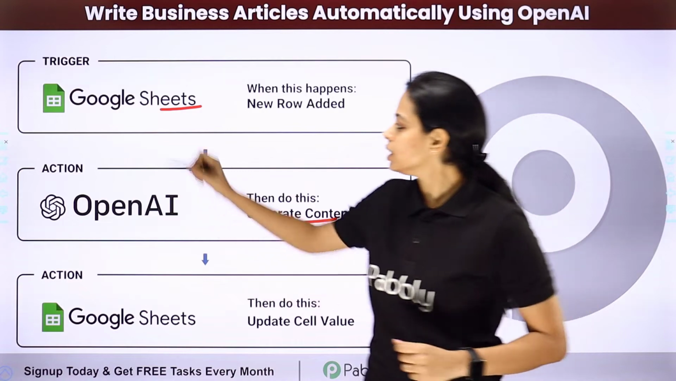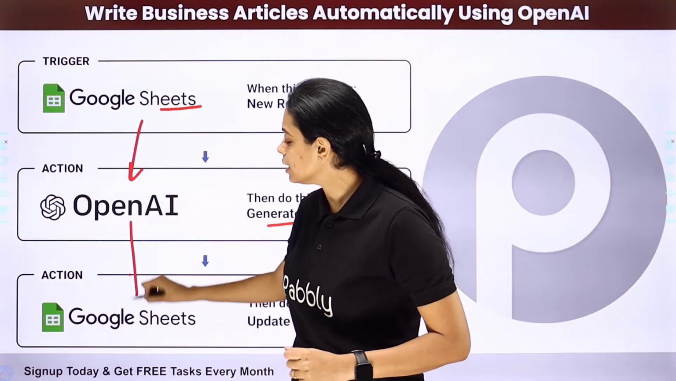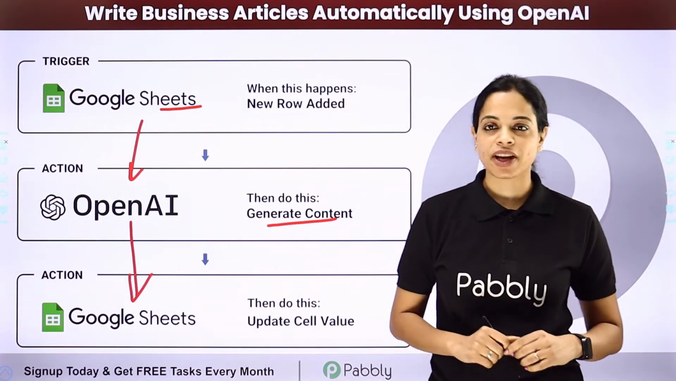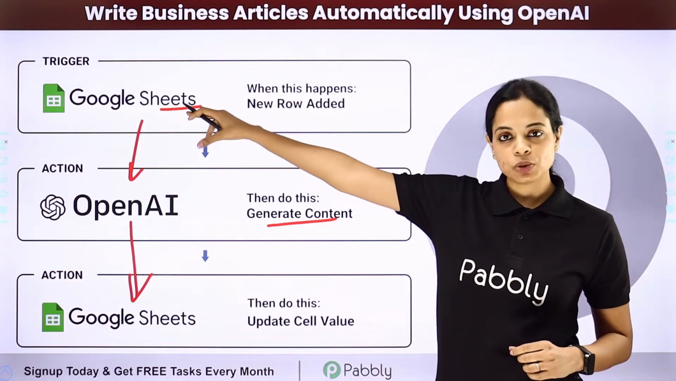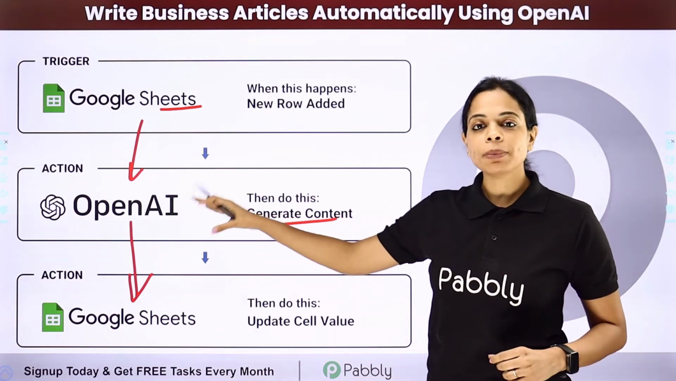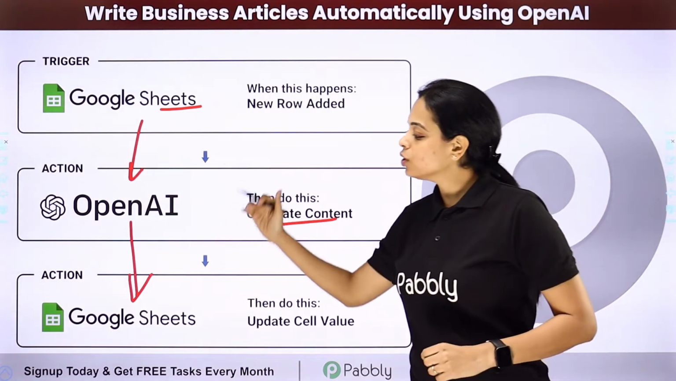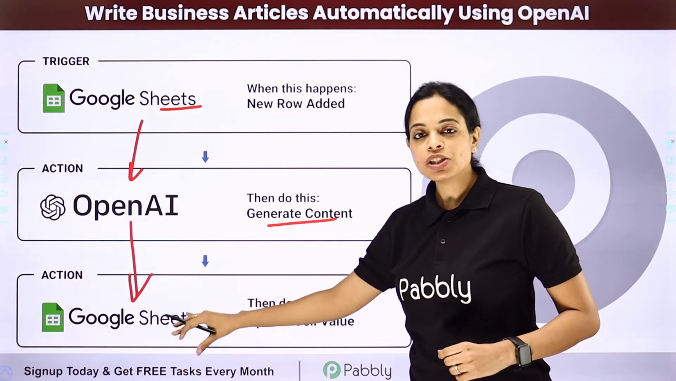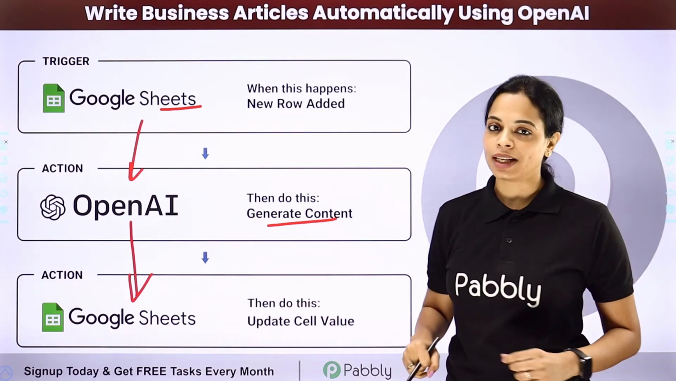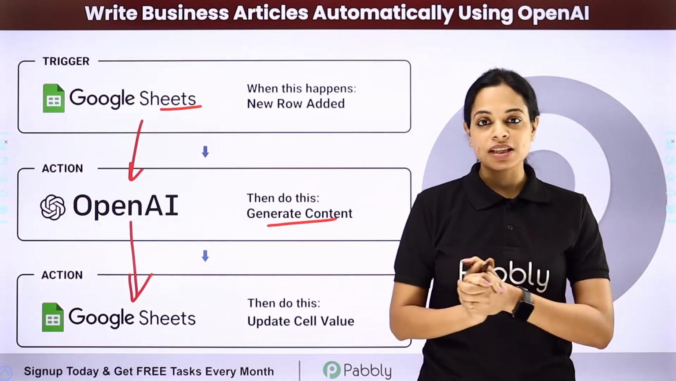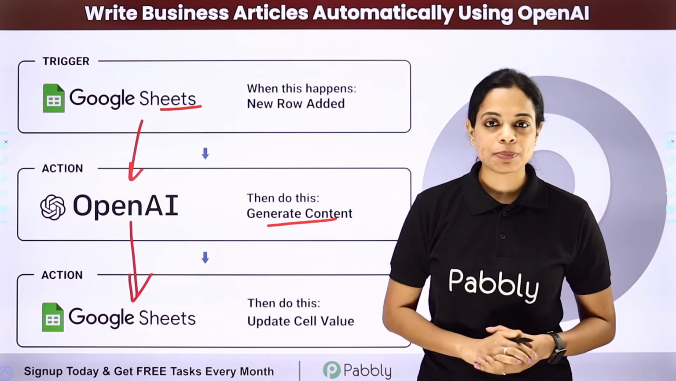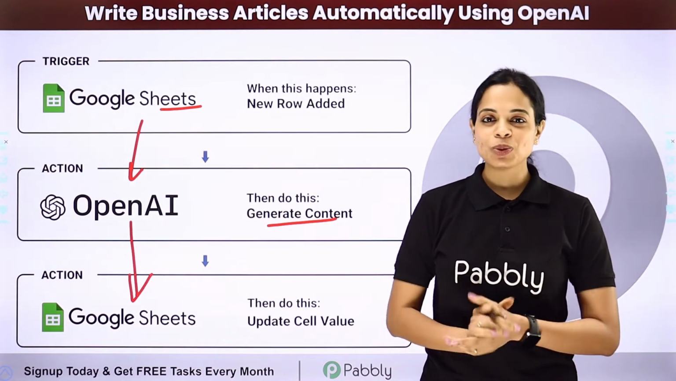For this, you will have to integrate the two applications, and the same thing can be done using Pabbly Connect software. Here, your trigger application would be Google Sheet. Now, your first action application would be OpenAI, and your next action application would be Google Sheet, where you are updating the cell value. Now, how can you do this yourself? Integrate and automate this entire process. To understand that, let me take you to my screen.